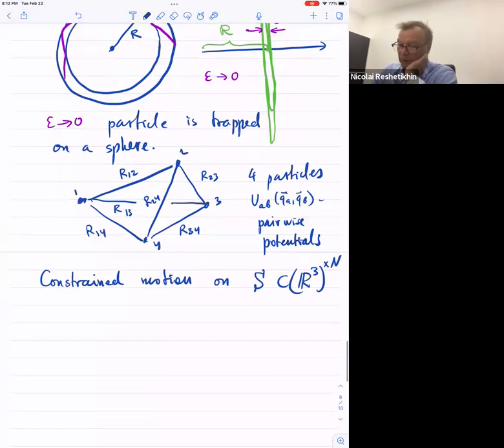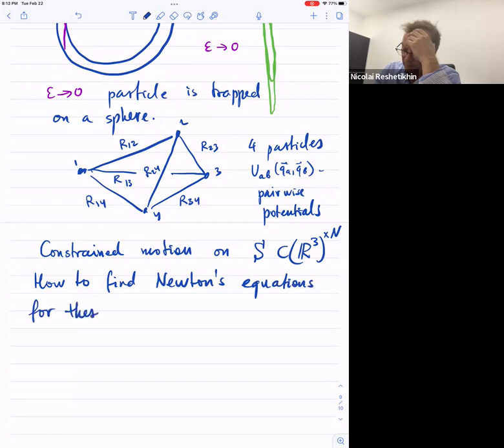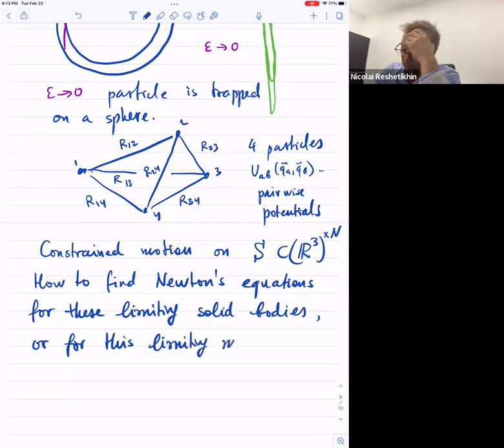And this is how you end up with, so then the question is how to find Newton's equations for these limiting solid bodies, or for this limiting motion on S.